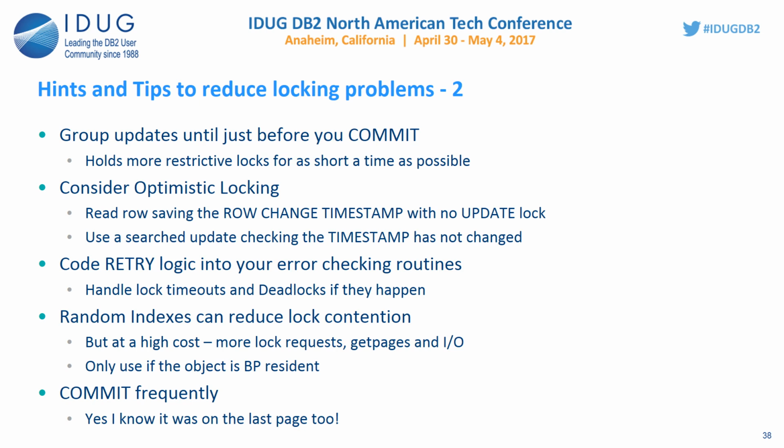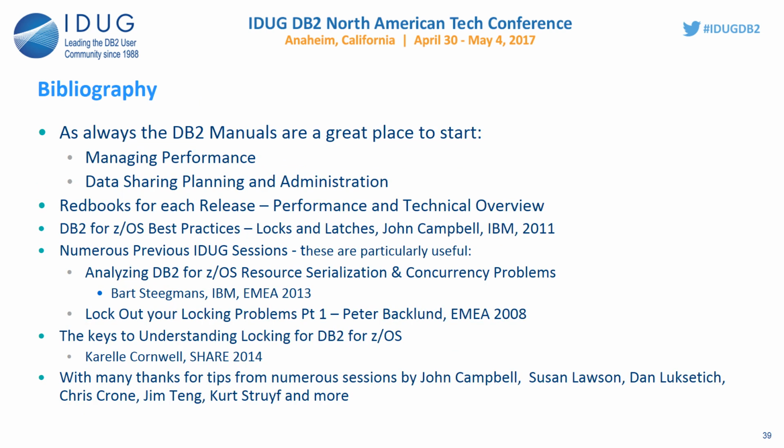And the last one is to commit frequently. I know it was on the previous page, but it's the most important. All right? The more you commit, the more concurrency you get, the less locking problems you're going to get, by and large.